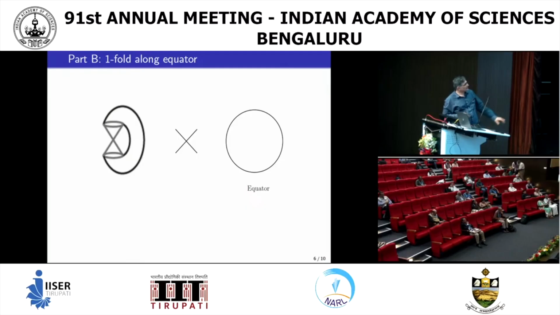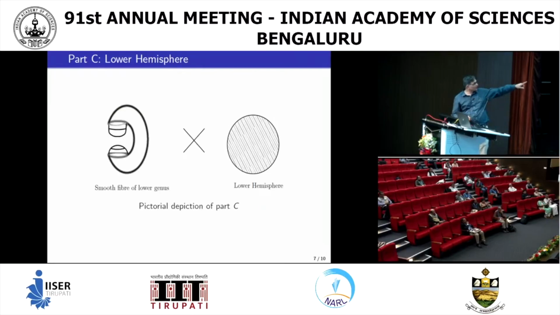Part A just looks like this pinched donut times a circle, which is the equator. What I was explaining is that part B looks like this singular donut, the surface of a donut with a circle pinched, times the equator. And the third part looks like this: the circle which was pinched is chopped off, and a nice disc is attached to it, times a disc. So it will be what is known as a genus g-1 surface.